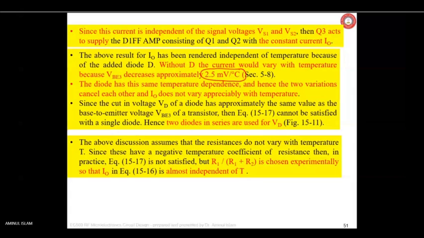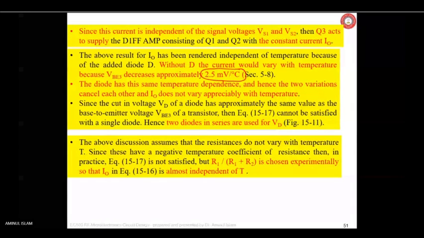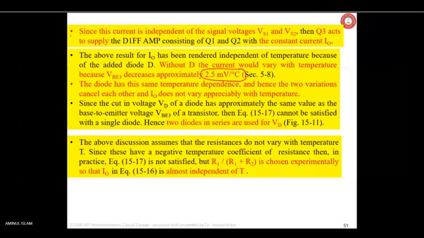So this diode has the same temperature dependence, and hence the two variations cancel each other. That voltage is also changing, but this is going to cancel with each other, and hence IO does not vary much. Variation may be there, but it is acceptable.